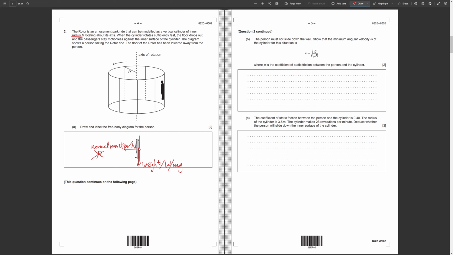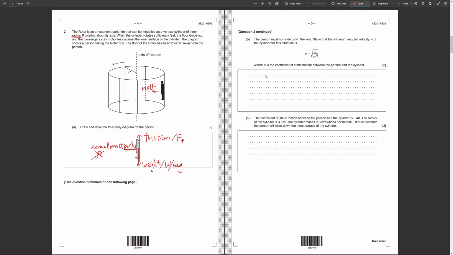Lastly, there is a friction going between the wall and your back. This friction is pointing upward so as to prevent the passenger from falling. You may label this as friction or F subscript small f. The upward force and the downward force are balanced, leaving the force pointing to the left, therefore the normal reaction being the net force.